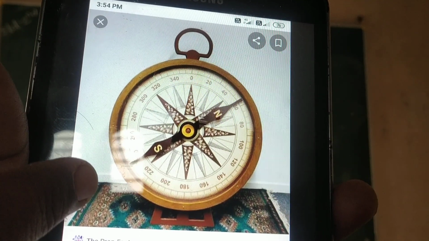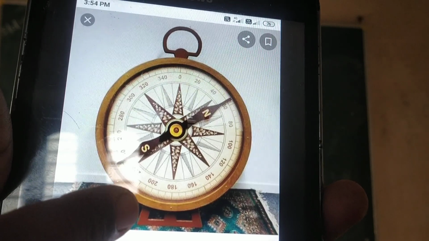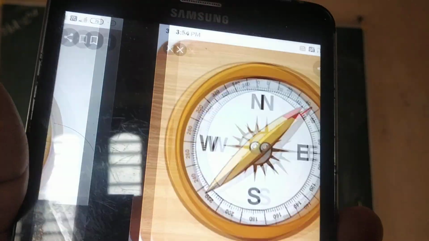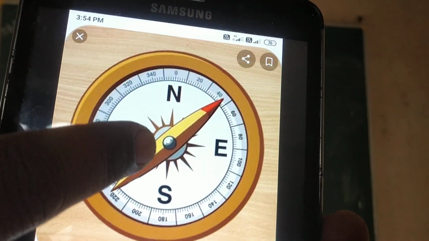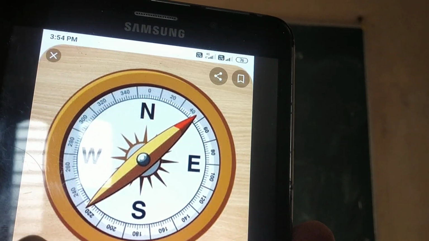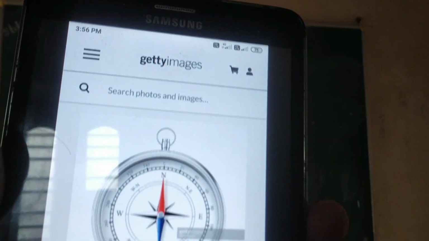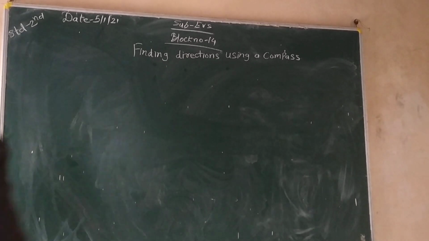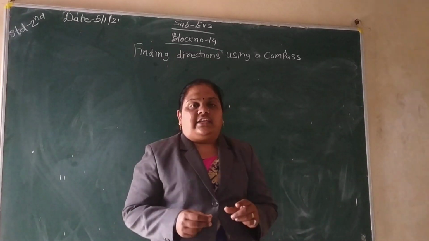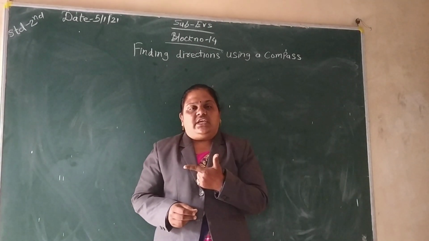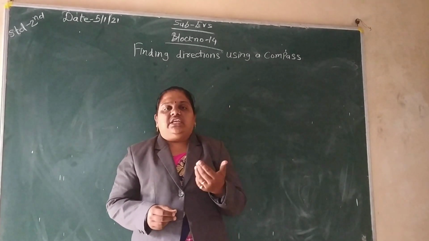See the types of compass. Here also you can see this red tip. With the help of that, we can find the directions. So students, with the help of that compass we can find the directions. With the red tip we can find where is north, where is south, where is east and where is west. It is very helpful.